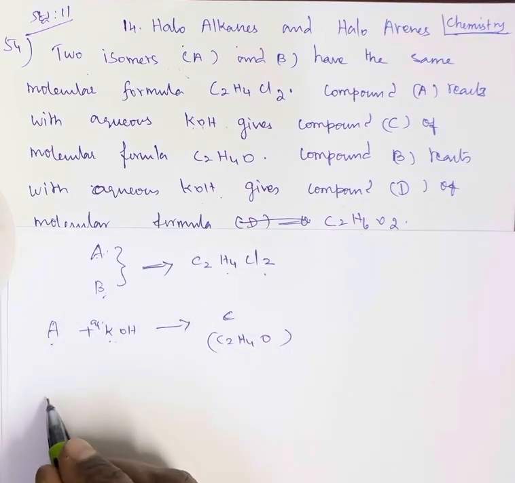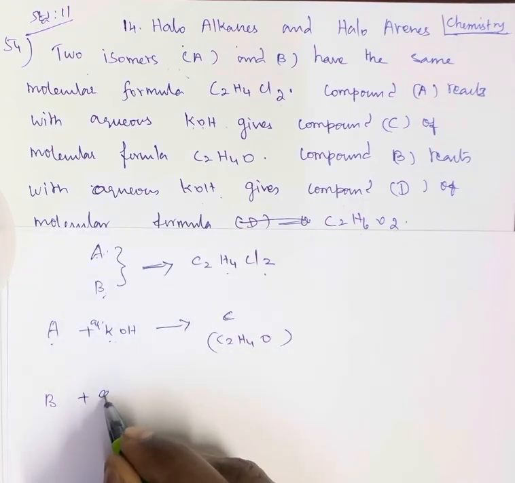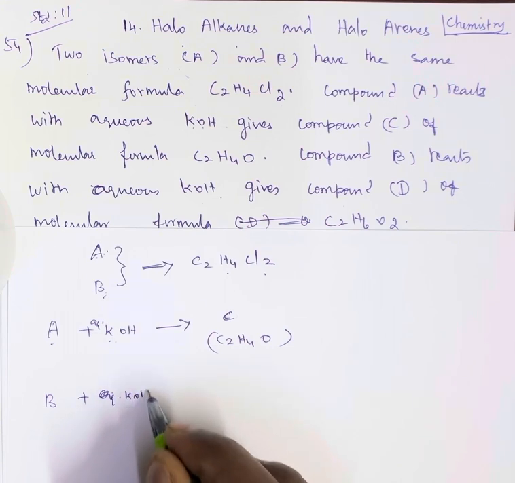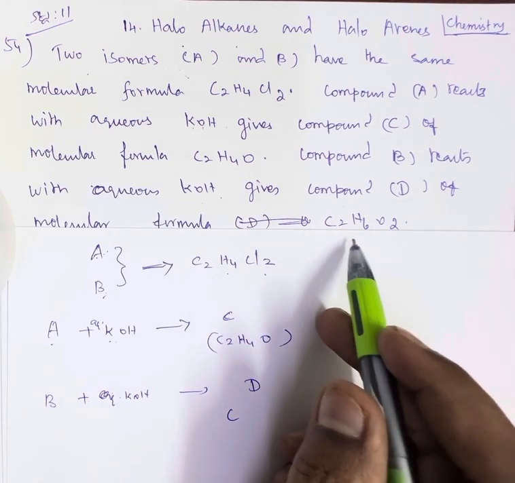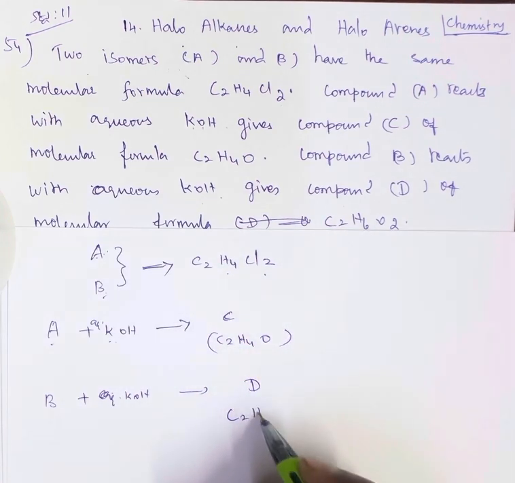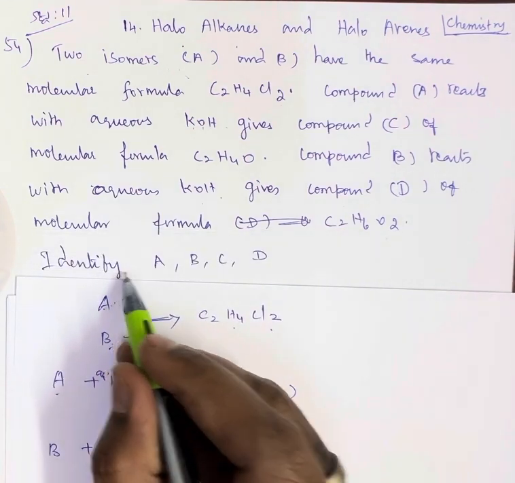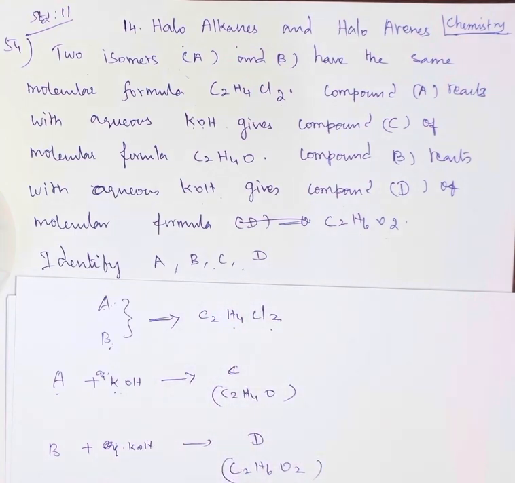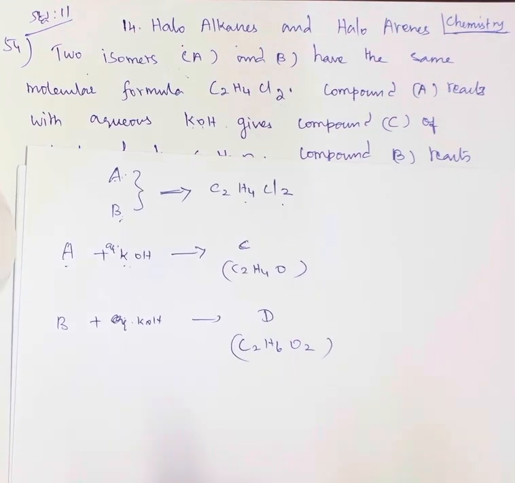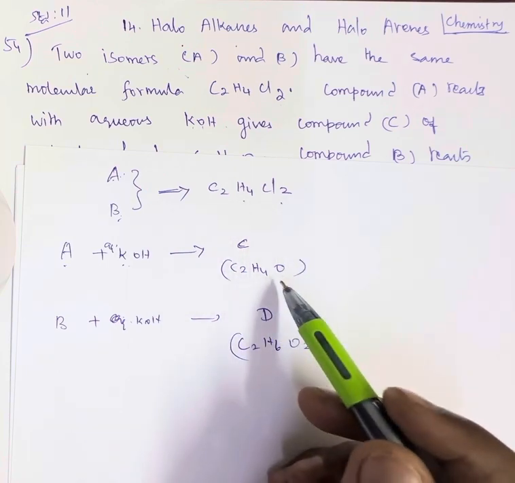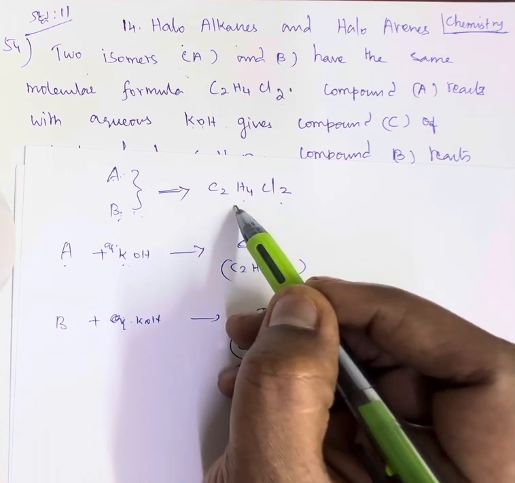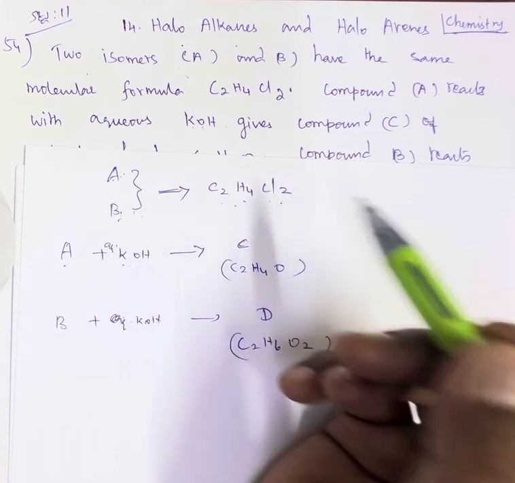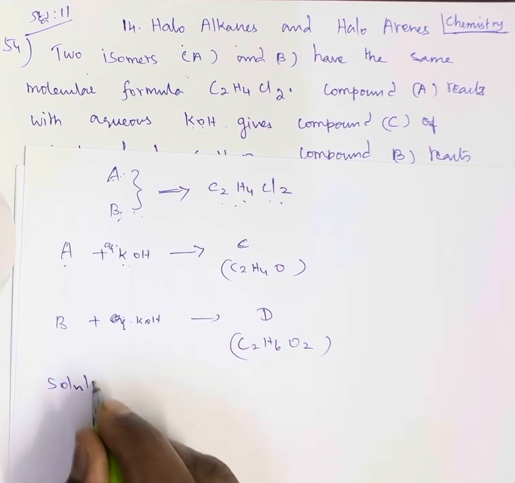Then B reacts with aqueous KOH and gives D. Its molecular formula is C2H6O2. Then identify A, B, C, D. So these are the conclusions we get from the sum. A and B are two isomers, and their formula is given as C2H4Cl2.